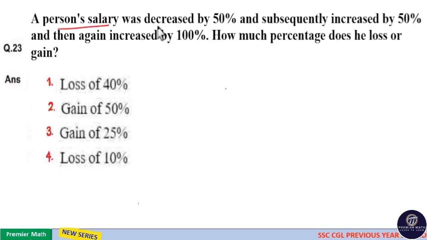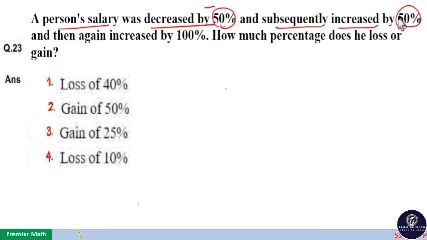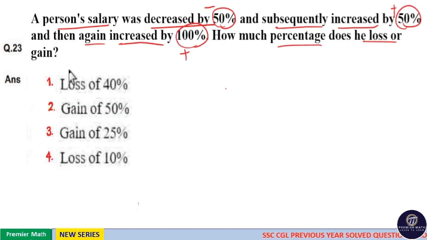A person's salary was decreased by 50% and subsequently increased by 50%. Then again increased by 100%. How much percentage does he lose or gain? Consider the initial salary of this person as 100 rupees.